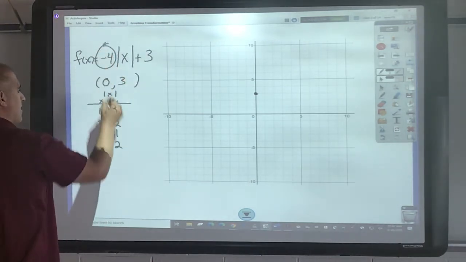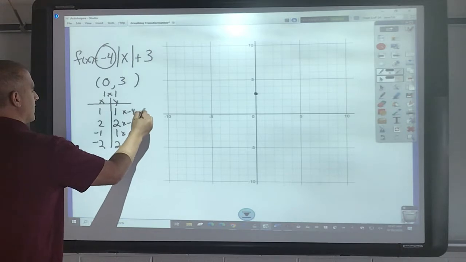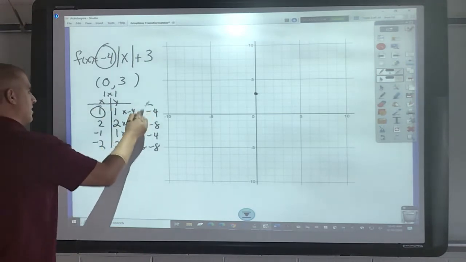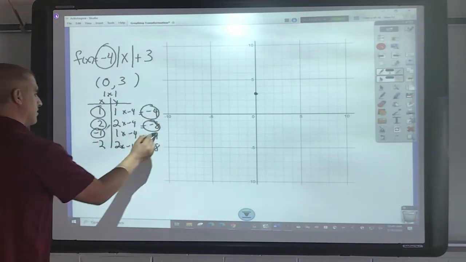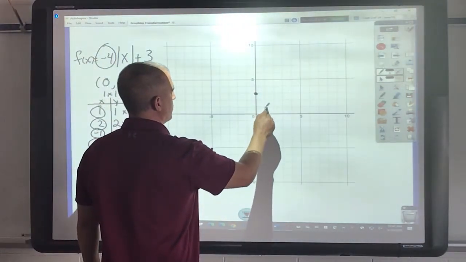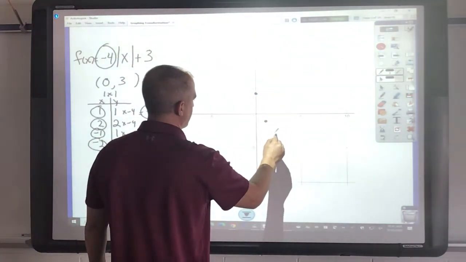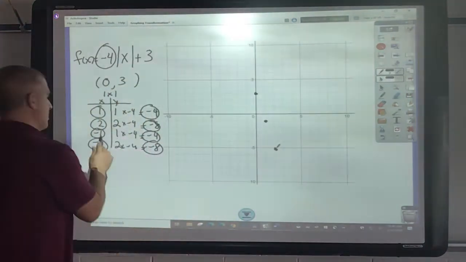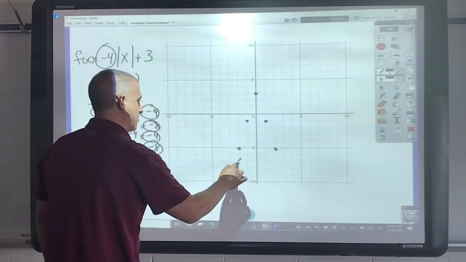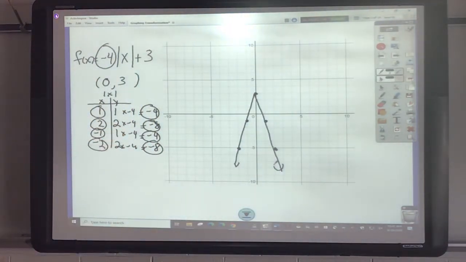Now this part right here, I'm going to multiply all my y's by -4. So that's -4, -8, -4, -8. What I'm graphing are these points. So 1 over from the anchor point, 4 down. 2 over from the anchor point, 1, 2, 3, 4, 5, 6, 7, 8 down. 1 left from the anchor point, 4 down. 2 left, 8 down. So this is what the graph looks like. What's convenient is if you use the same ones every time, the points end up being the same.